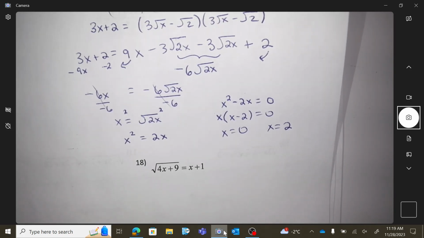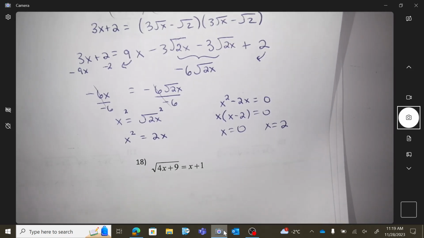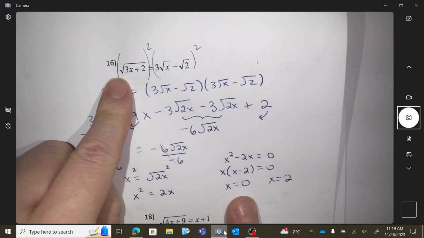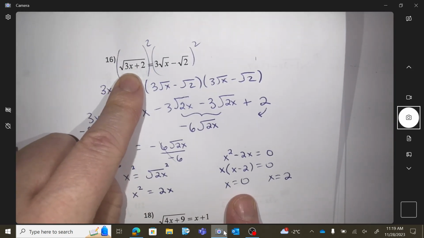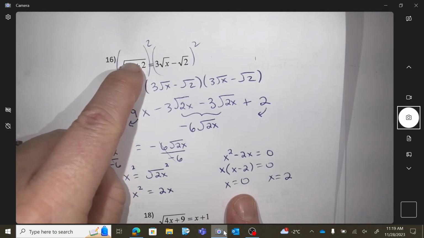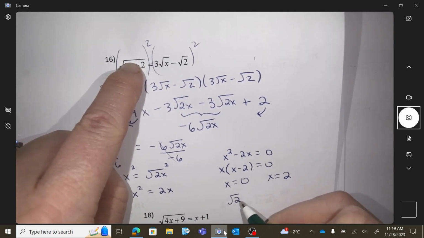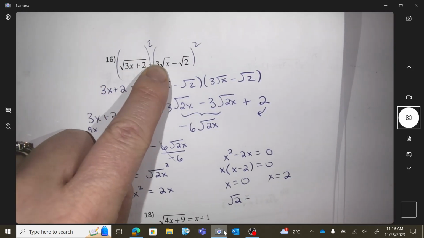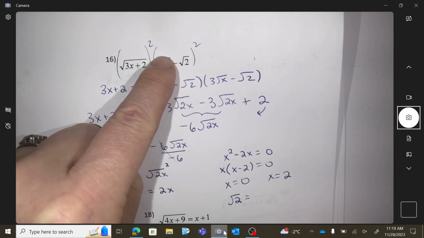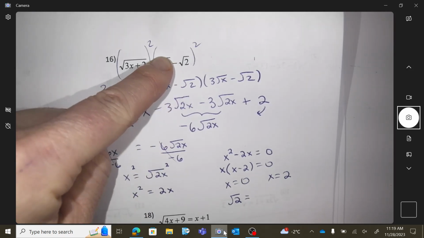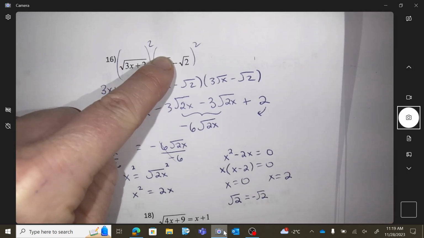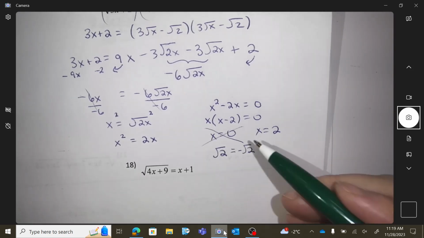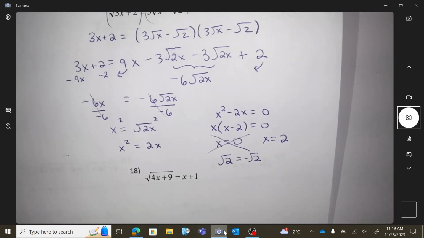Okay, so now what I should do is check my answers. So I'm going to plug in a 0 here. If I was to plug in a 0, I'm just going to cover that, and this side would be root 2. If I was to plug a 0 in, this would be gone, but then it would say negative root 2. What do you think about that solution? That doesn't look good. That's not equaling each other, right?